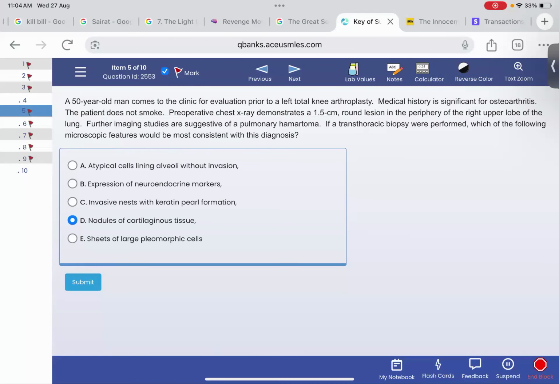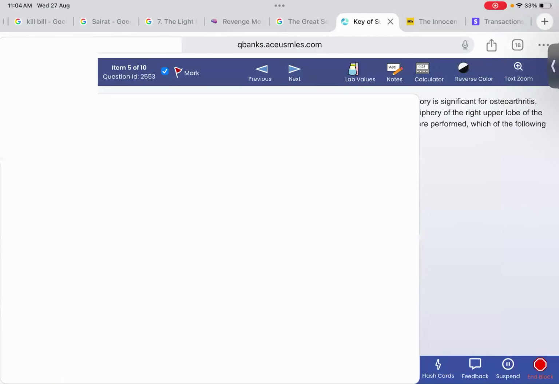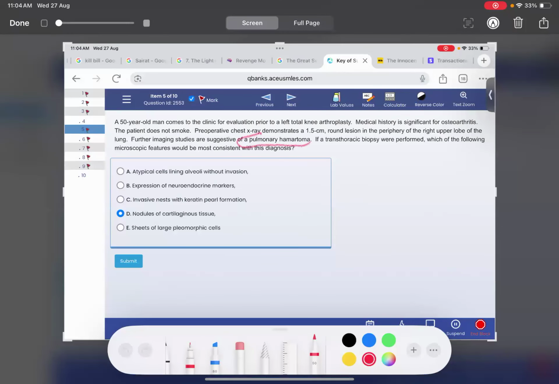This condition is a pulmonary hamartoma, a benign condition present in the lung. It is basically asymptomatic in nature. There is no history, and it is diagnosed accidentally. A well-circumscribed mass is present, often with calcification, and it grows very slowly. It is also present in the periphery of the lung.